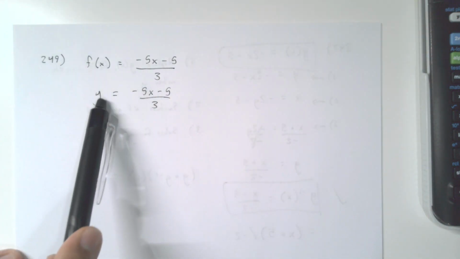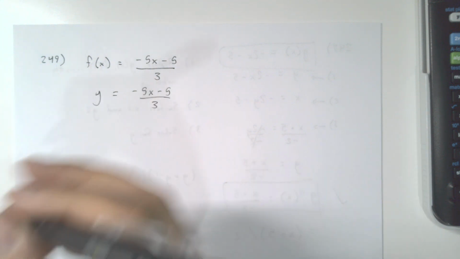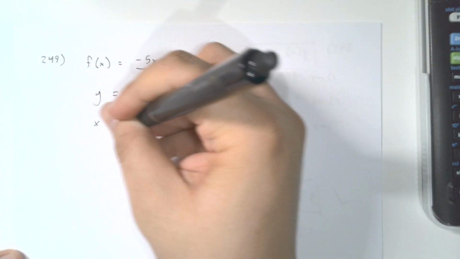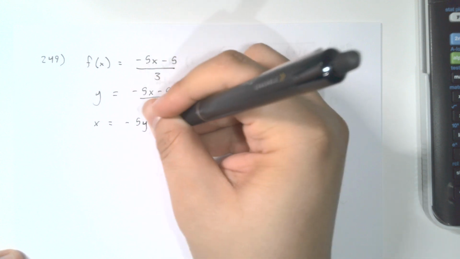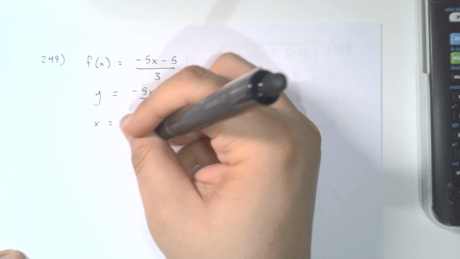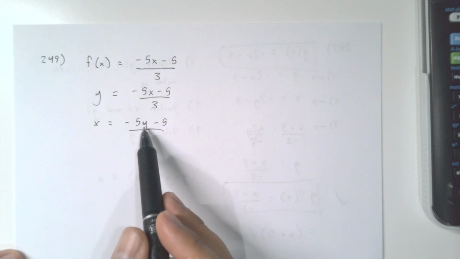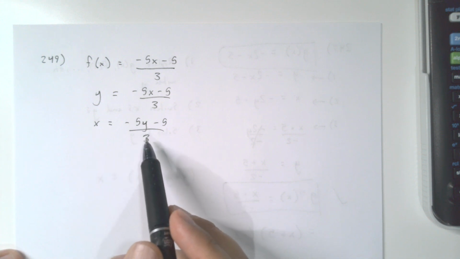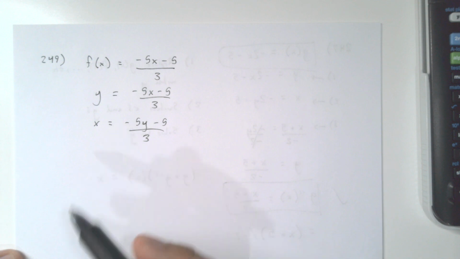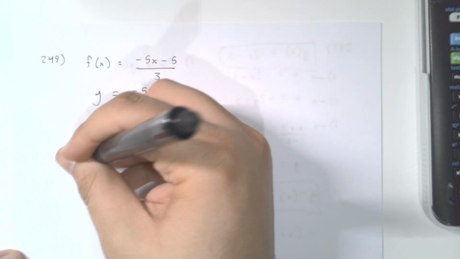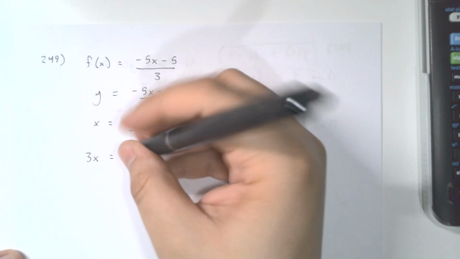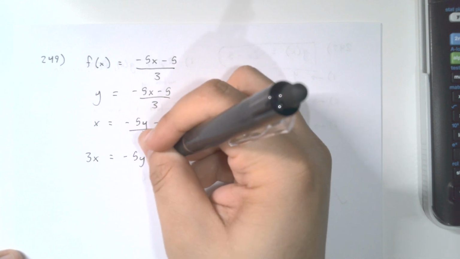And now we want to switch the x's and the y's. So we have x is equal to negative 5y minus 5 divided by 3. And now we just want to get the y by itself. So we can multiply by 3 on both sides first. That gives us 3x is equal to negative 5y minus 5.